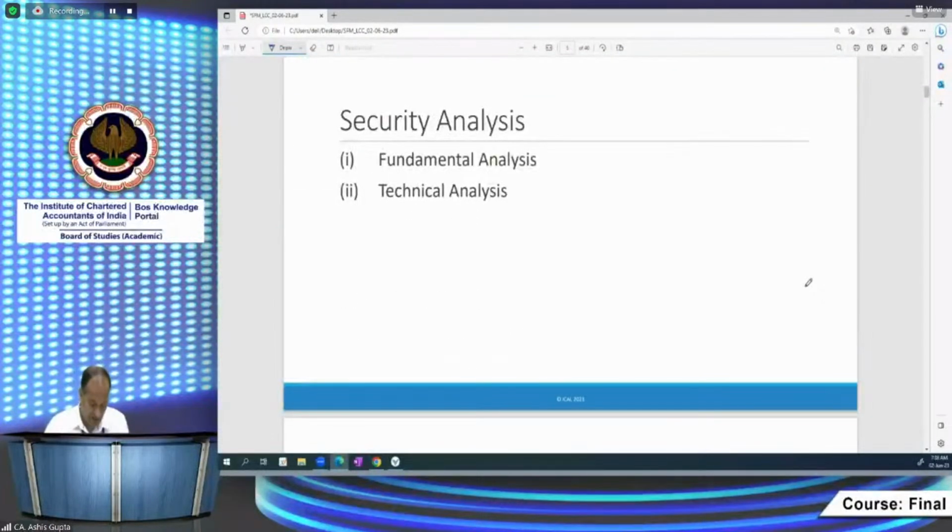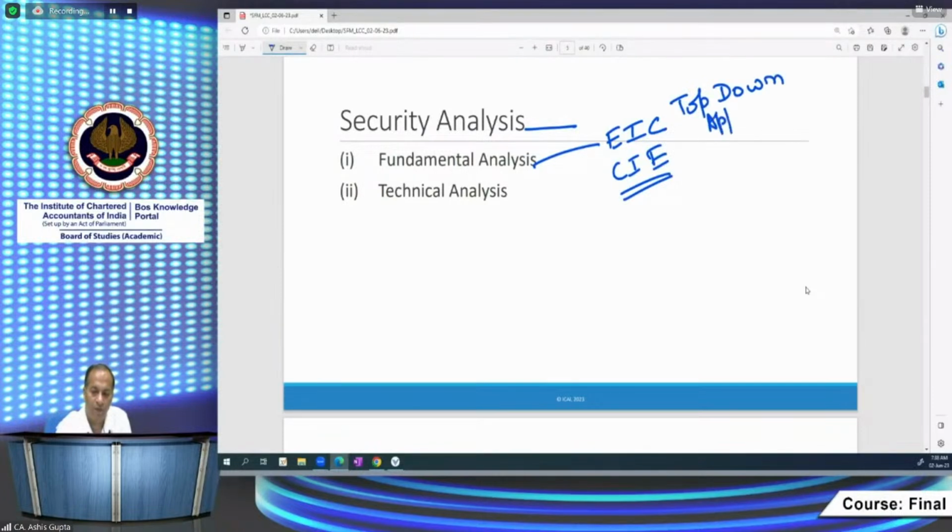Now, the next topic is fundamental analysis. Under security analysis, here we shall cover fundamental analysis. It is also called EIC analysis or CIE, both ways, because it is a top-down approach and it is a bottom-up approach. In this, EIC means first we carry out the economy analysis, then the industry analysis, then the company analysis.